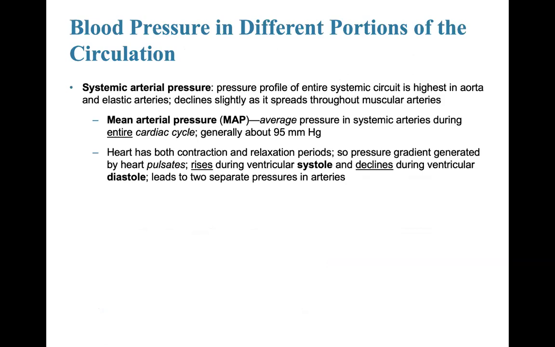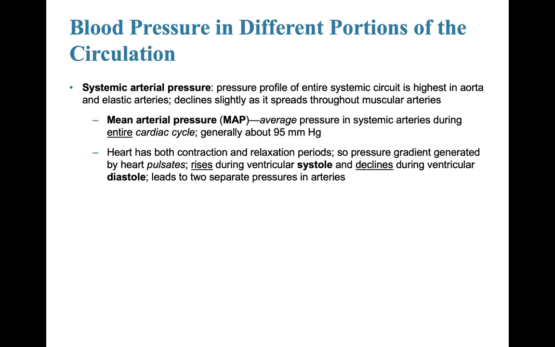When you look at systemic arterial pressure, the pressure profile of the entire systemic circuit is highest in the aorta and the elastic arteries and declines slightly as it spreads throughout the muscular arteries. There's a number that they look at which is referred to as the mean arterial pressure. This is the average pressure in the systemic arteries during an entire cardiac cycle. And as I mentioned, it's typically about 95.